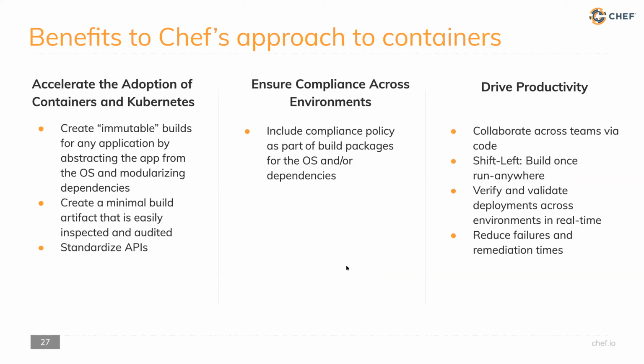And so just to reiterate the things that we had here in the demo: we want to create these immutable builds for any application by abstracting the app from the operating system and modularizing the dependencies. This allows us to be really clear about where the application depends upon its stack and what pieces exist in the runtime. By reducing the complexity of the build artifact, we can create a minimal build artifact that is easily inspected and audited.